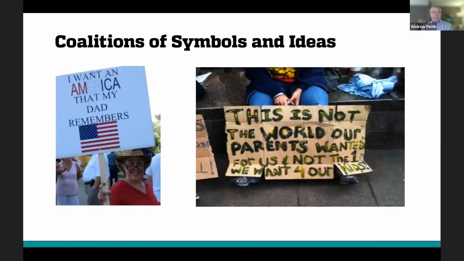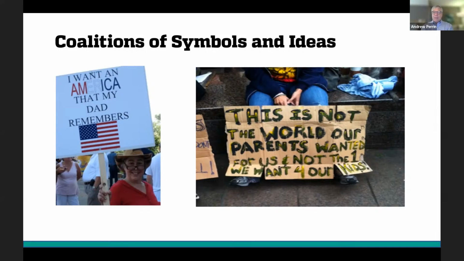In both cases, these two groups are seeking to build coalitions of symbols and ideas that are based not really on differences of information or even of claim, but rather on differences of emphasis and values.